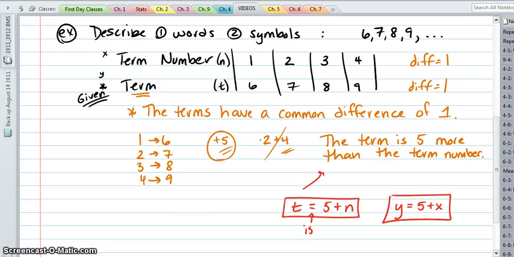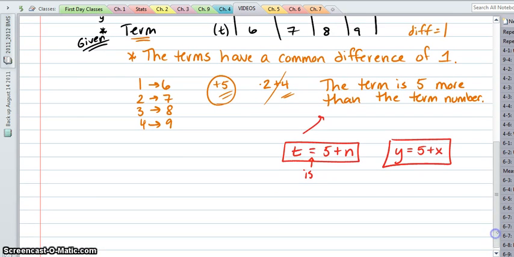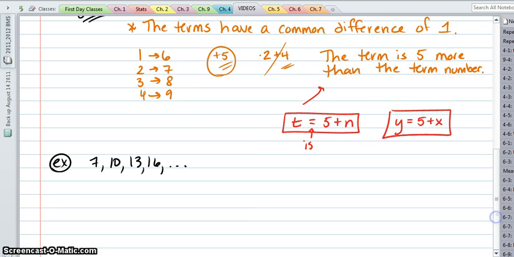Let's go ahead and try another one just to see it again. So same directions. This time we're looking at a sequence of 7, 10, 13, 16, and so on. Okay, so we're going to describe what's going on here, write an equation to express it, and then we want to find the 15th term. Because again, what's the point of coming up with an equation if we don't use it? So we will use the equation in this piece.